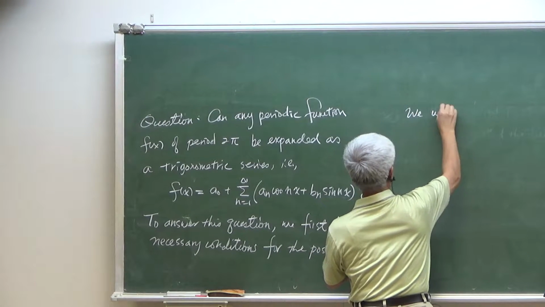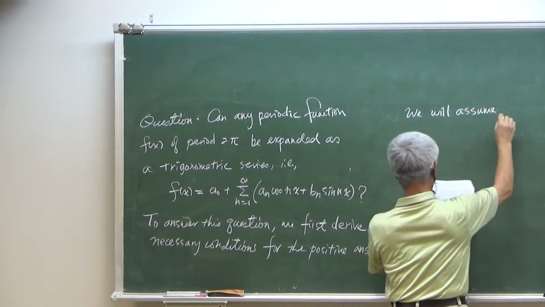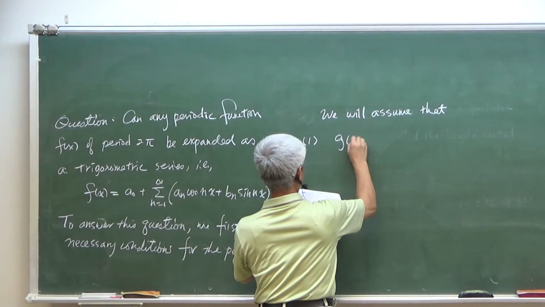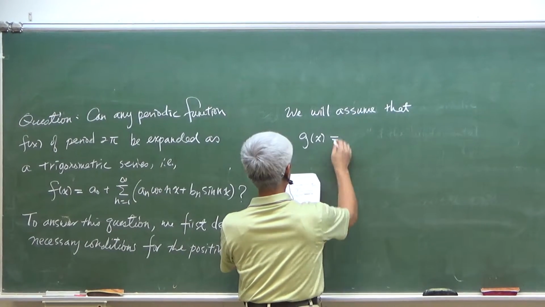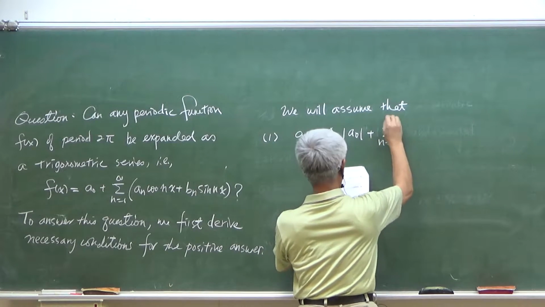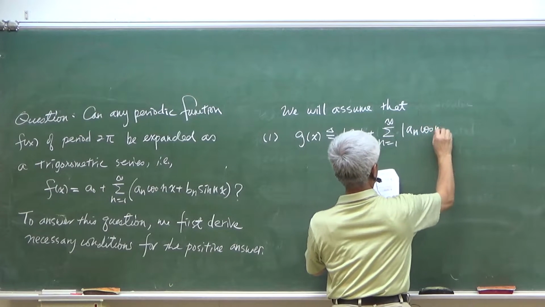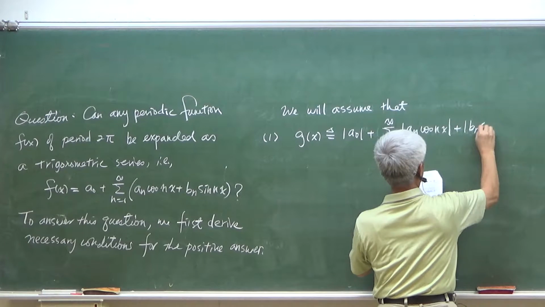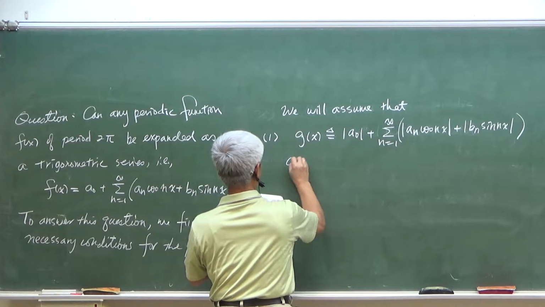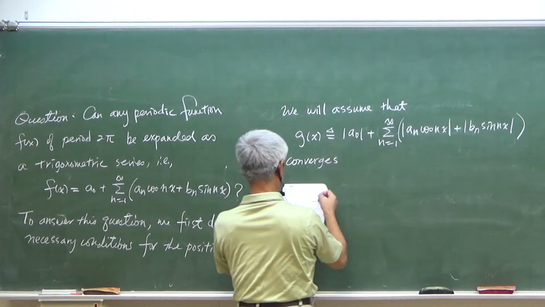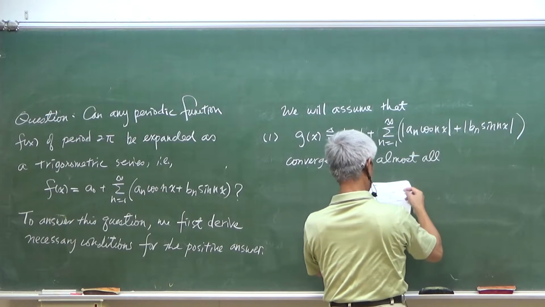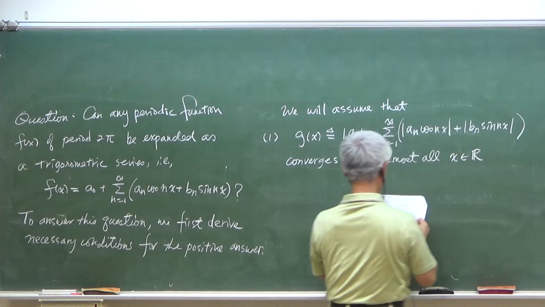Alright, so we will assume that one, to find the function converges for almost all x in the real line.